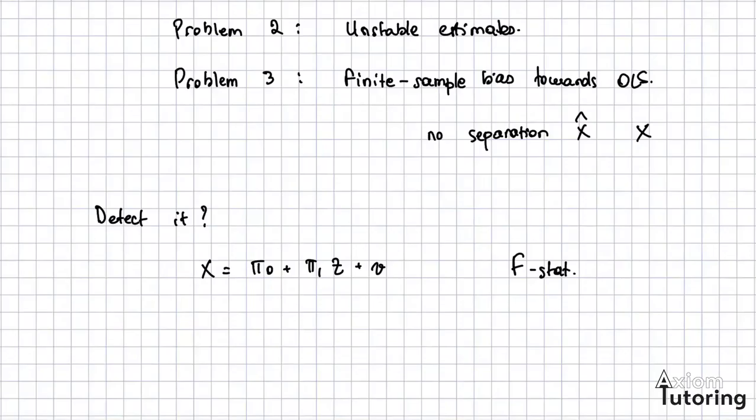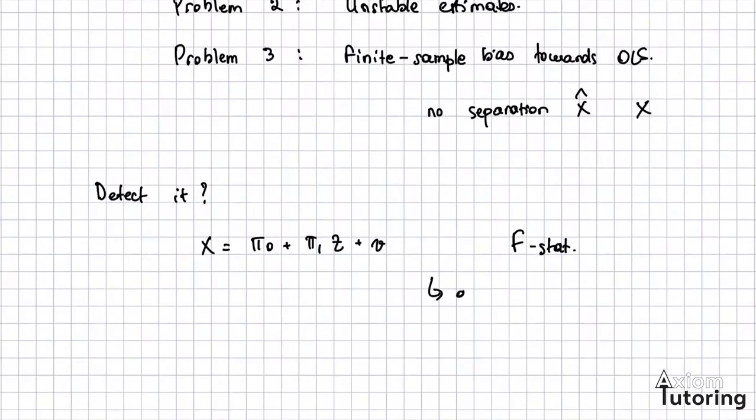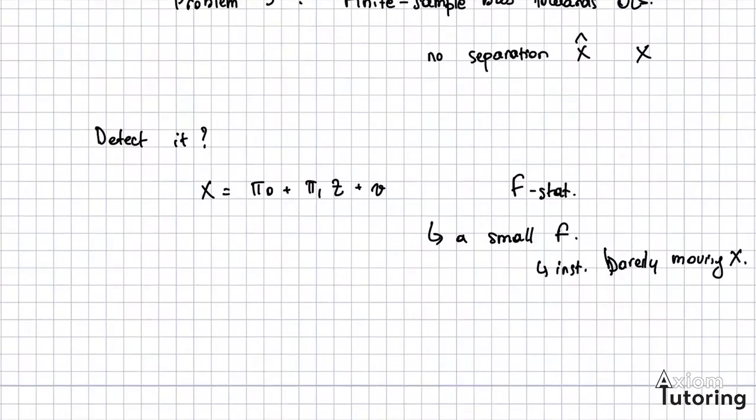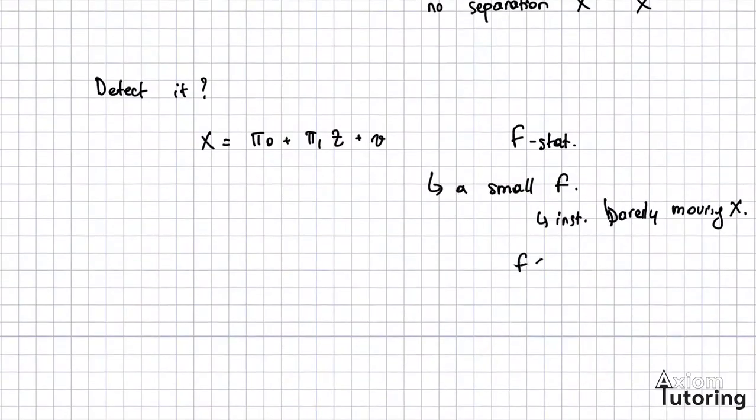So basically, a small F would probably be an indication that the instruments are barely moving the X. Okay. You can use 10 as a rule of thumb. F being smaller than 10 would be a concern about a weak instrument.